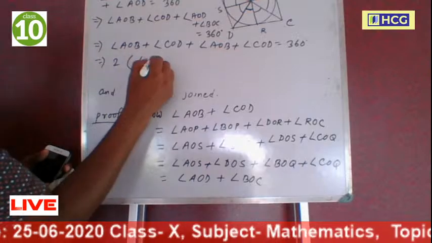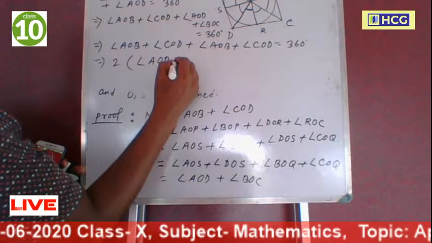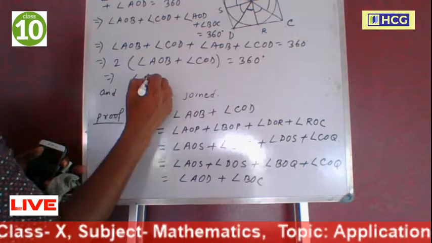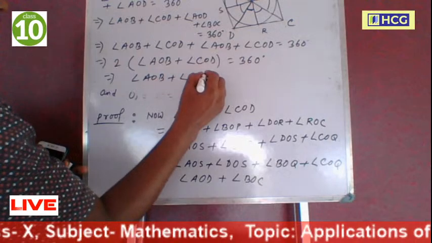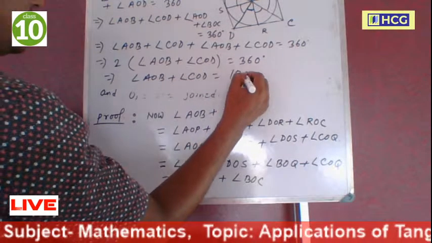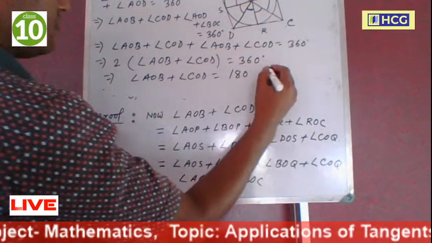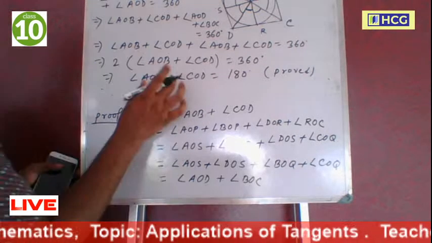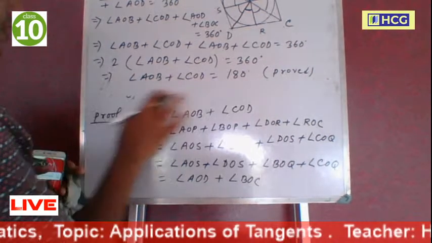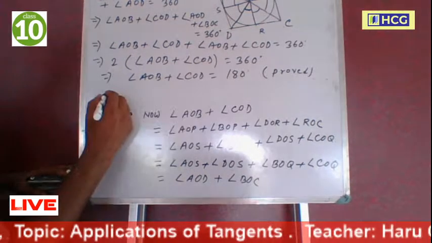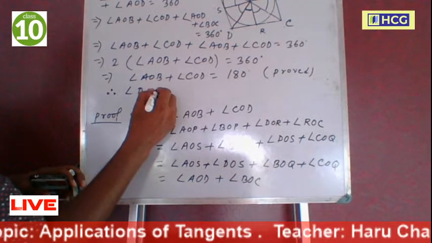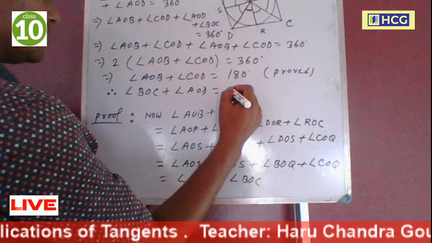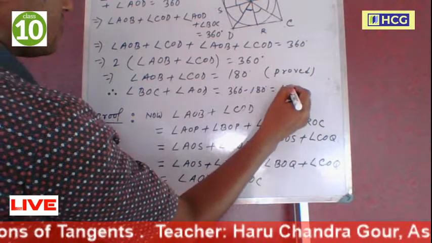Now twice of angle AOB plus angle COD is equal to 360 degrees, which implies angle AOB plus angle COD is equal to 360 divided by 2, this is 180 degrees. So proved. The sum of four angles is 360 degrees and the sum of two angles is 180 degrees, so the sum of the other two angles, BOC plus AOD, is 360 minus 180, which is 180 degrees. Proved.